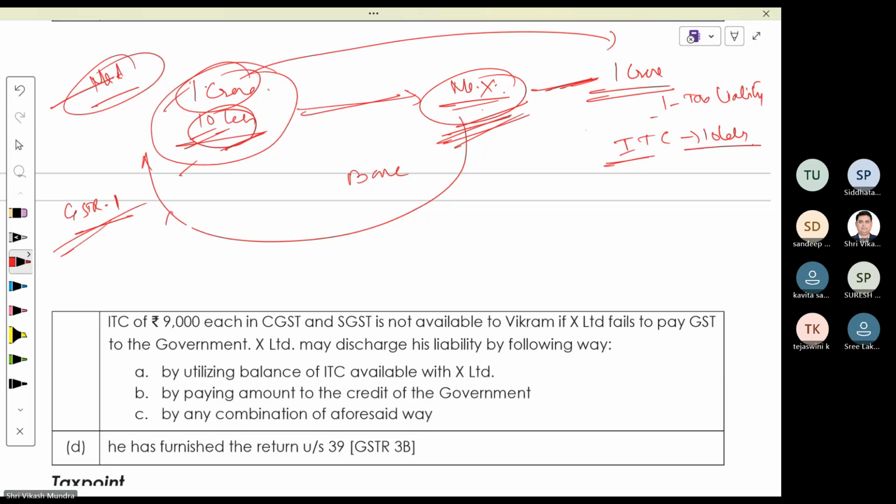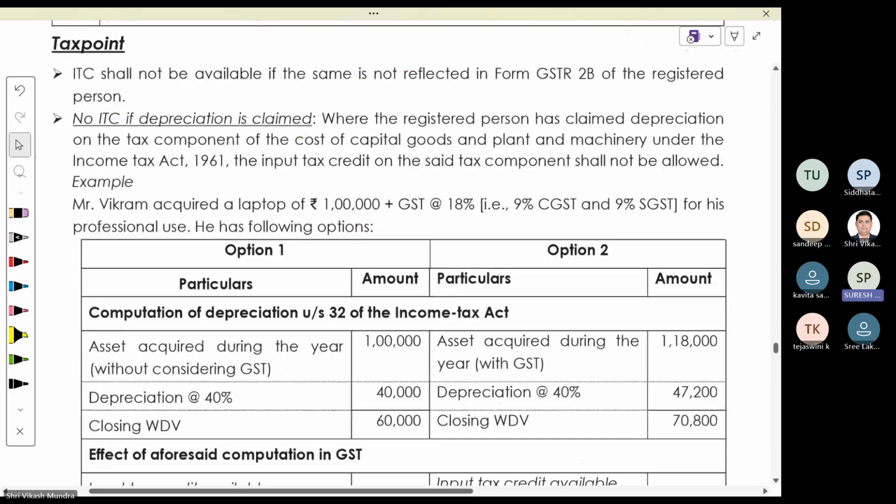Done? Any question? Any question till now? Sureji, I think you got your answer for what is the difference between 2A and 2B. Tejashwini, any question, any doubt? No, sir.